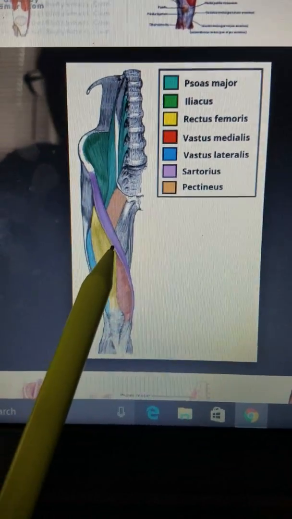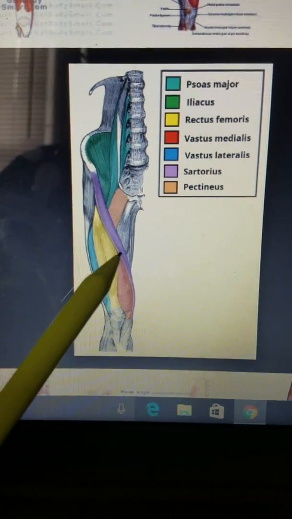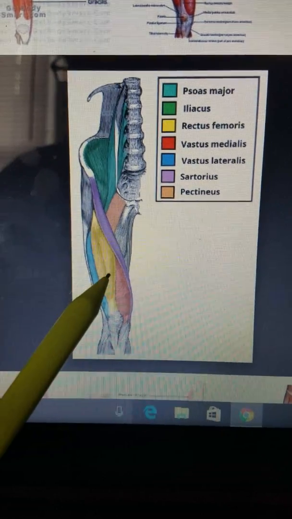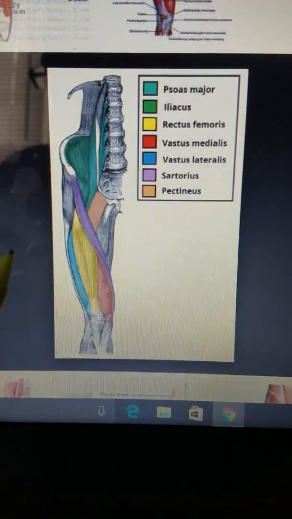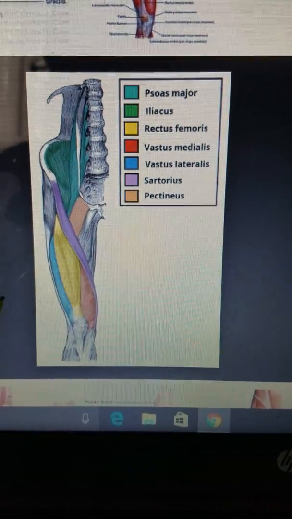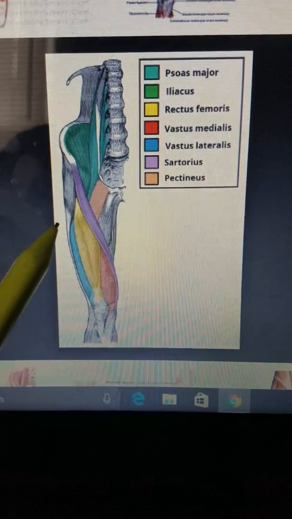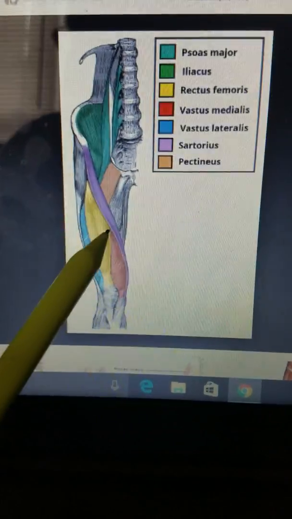And then next we have, going across, the sartorius. This is often referred to as the tailor's muscle because traditionally that is how a tailor sat while sewing. Therefore, when you sit cross-legged, like crisscross applesauce, that is the muscle that is being used.